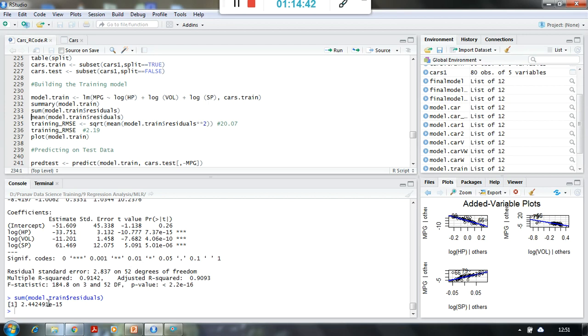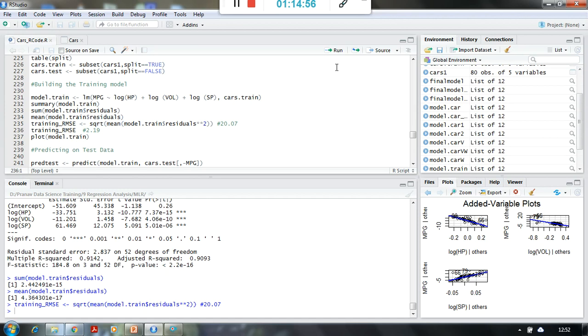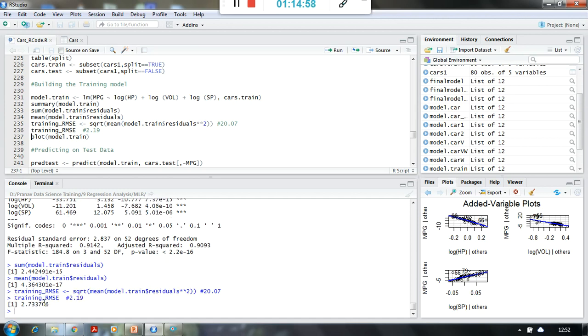Let us check the summation of errors. Yes, it should be 0. Average of errors, yes, it should be 0, because 15 and minus 15, 17 and minus 17. And then we calculate the RMSE for training. So this is going to be my training RMSE, which is 2.73.